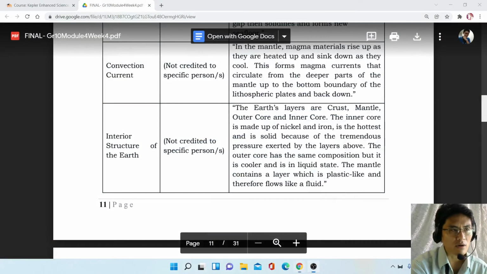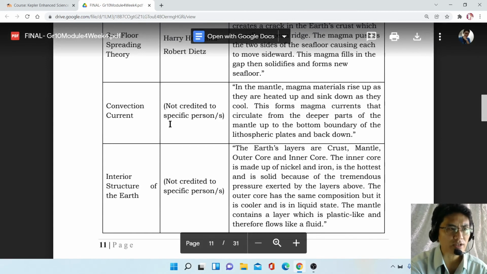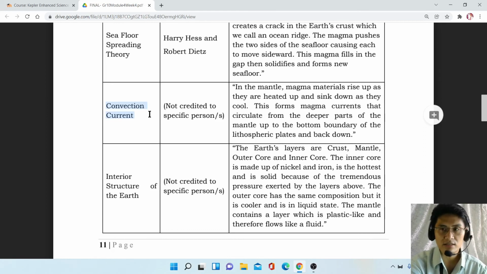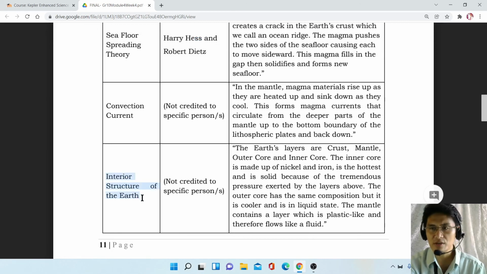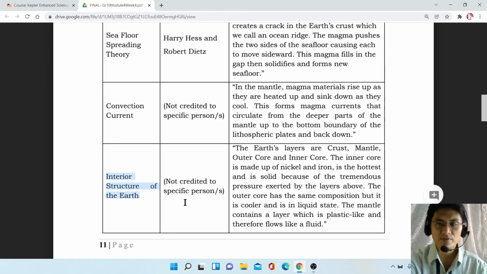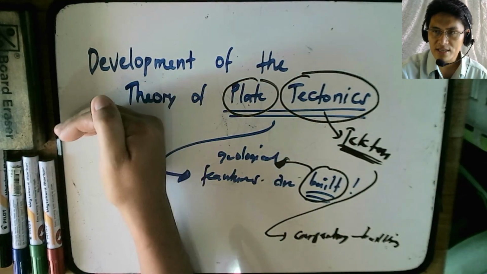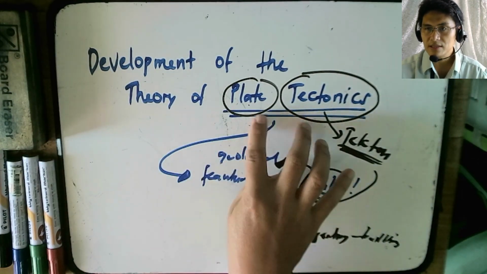And again, the theories before it were primarily first the continental drift theory by Alfred Wegener, the seafloor spreading theory by Harry Hess and Robert Dietz, and then the concept of convection currents, which we don't really credit to any specific person because we already knew this beforehand when we studied heat. I mean, this was already known even before plate tectonics came about. And then the internal structure of the Earth. Obviously, this was not just discovered by one person, but it's an accumulation of knowledge from different studies of the Earth. So therefore, that's how plate tectonics developed. It came from theories that evolved and evolved and evolved, and you add many different concepts until it became the plate tectonics that we know.